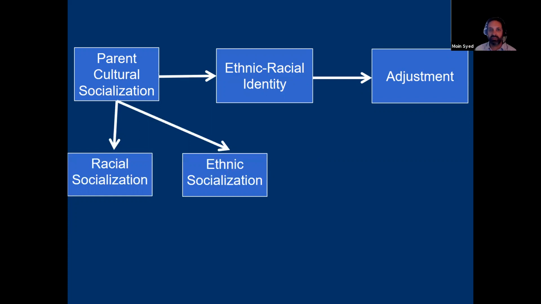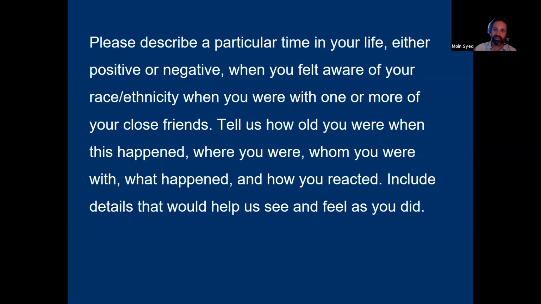And so we collected some narrative data, and this is the prompt. Let you read over it. But the gist is that we were asking individuals about a time they felt aware of their race or ethnicity when they were with one or more of their close friends. That's just to provide some context. So they told a brief story, a narrative of an event that they experienced. And then we asked them to take that one step further.